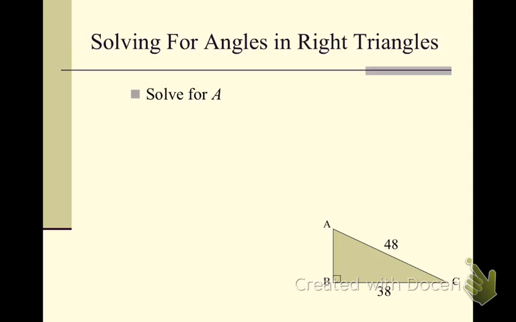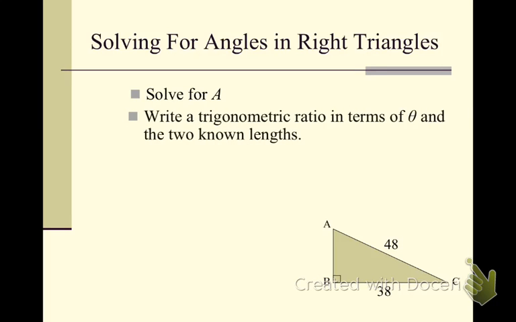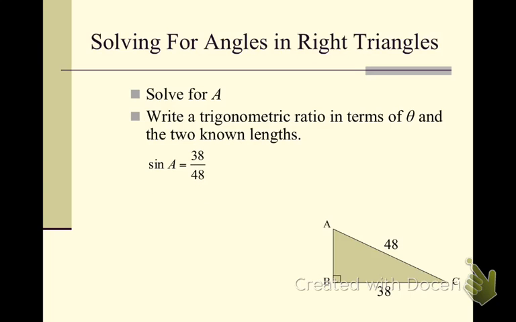Okay, now how do we solve for an angle if we don't know either of the two non-right angles in a right triangle? Well, we're going to write a trig ratio in terms of theta and the two known lengths. That's going to give us a value for the trig function.